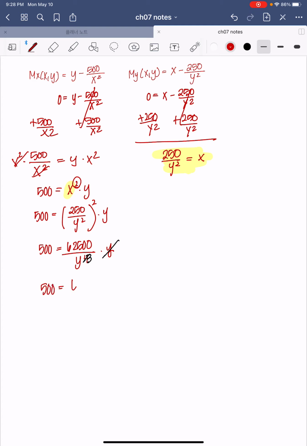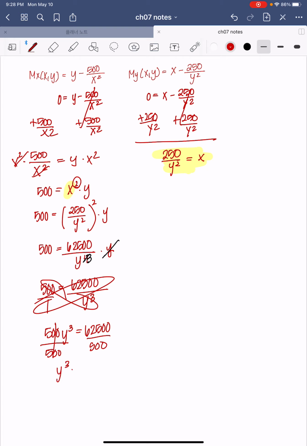500 is equal to 62,500 over Y cubed. And let's do the proportion. So I have 500 Y cubed is equal to 62,500. Let's keep going and solve for Y. We're almost done.